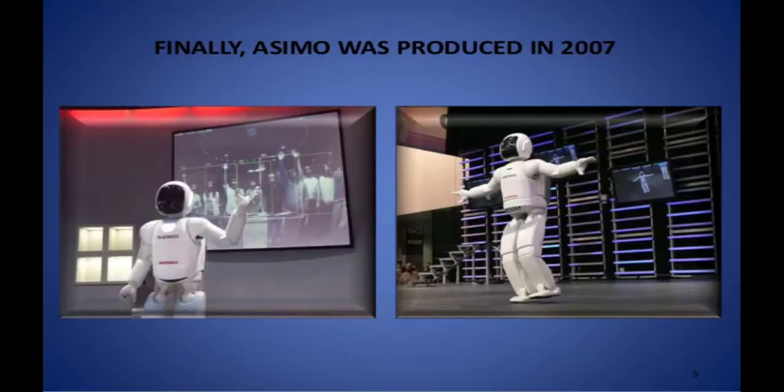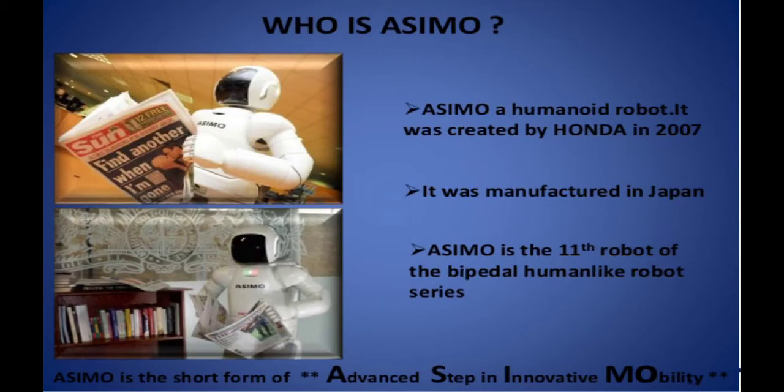Next, Asimo was produced in 2007. Asimo is a very remarkable robot. It is a humanoid robot, as you can see. It was created by Honda in 2007 and manufactured in Japan. You can see it is a human-like robot.